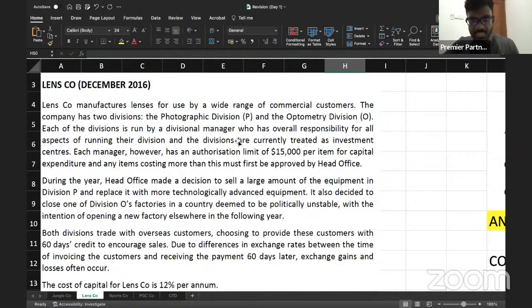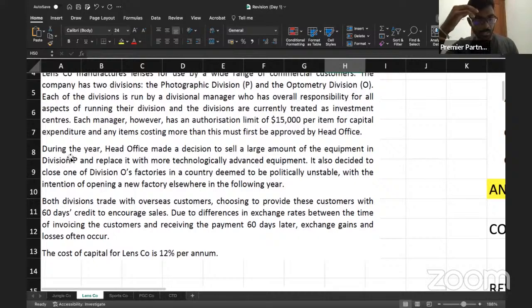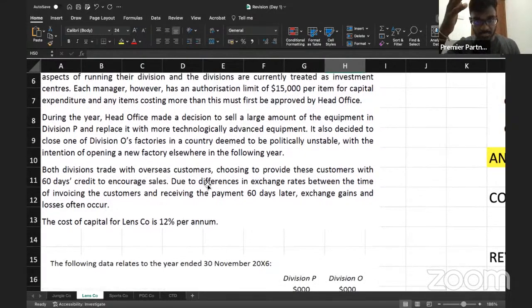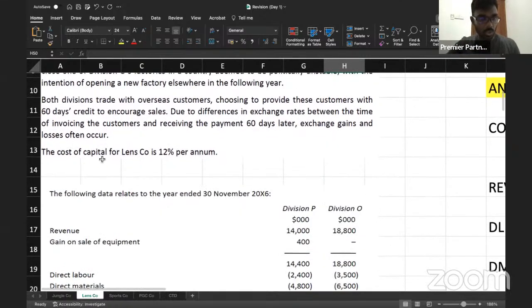Divisions are currently treated as investment centers. Each manager has an authorization limit of 15,000. Head office made the decision to sell a large amount of equipment. Both divisions trade with overseas customers. Cost of capital is 12%.